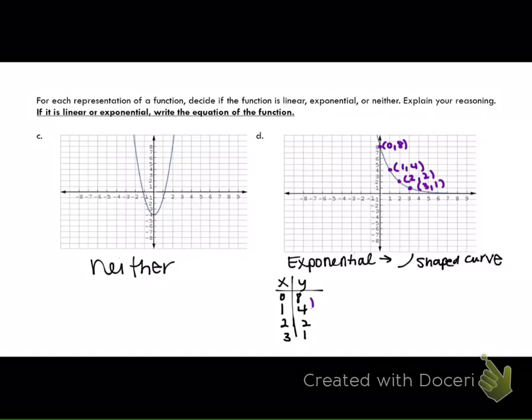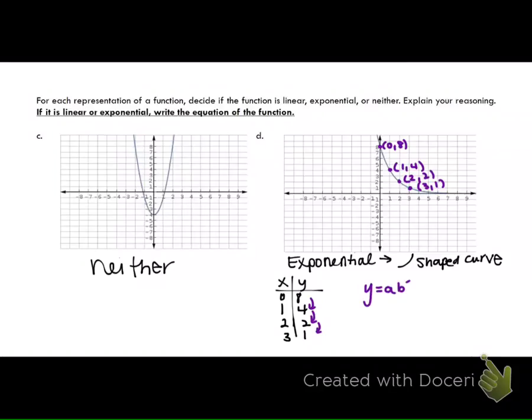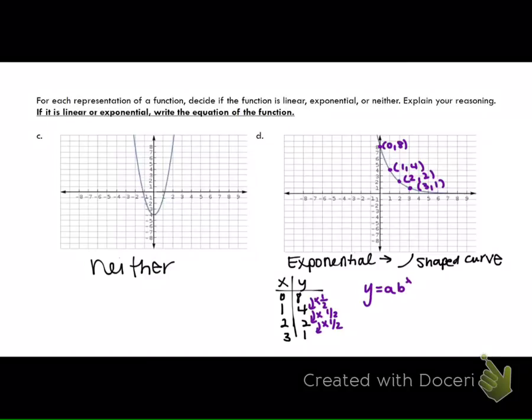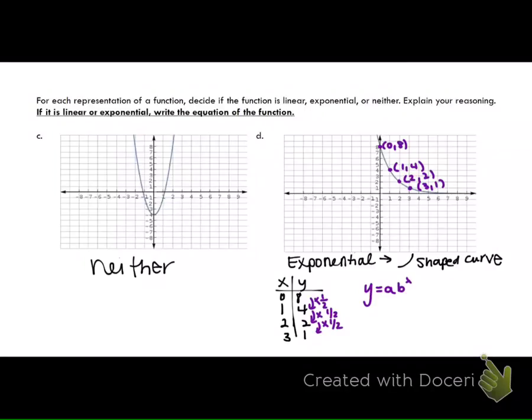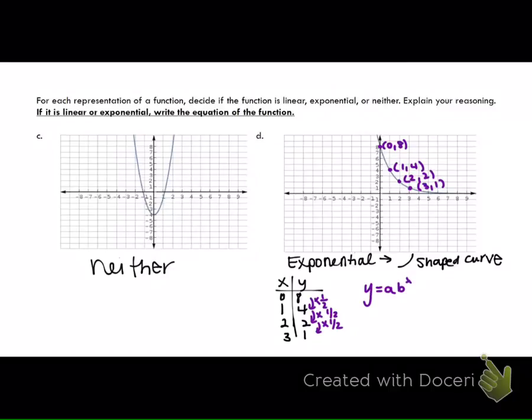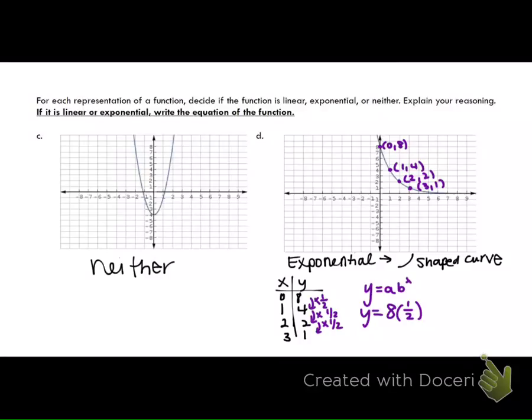Okay, Julian, what's my multiplier? 1/2. Good. So now put that 1/2 and the initial value into y equals a b to the x, the exponential function there. What does a stand for? I did write it down on one of the slides, it might have been the first slide. Gabe, what is it? Initial value. So when x is 0, what is my initial value? 8. So y equals 8 times the factor of 1/2 to the x. There you go.